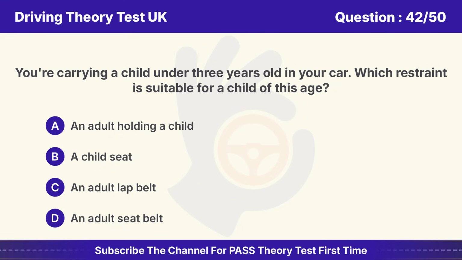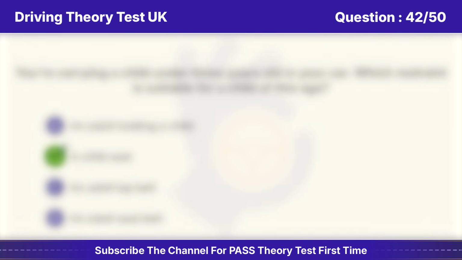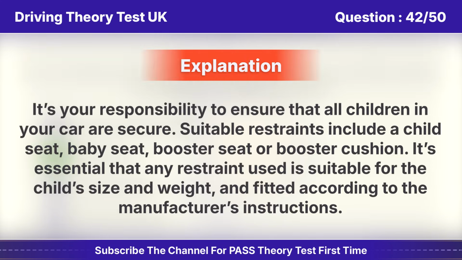Question 42. You're carrying a child under 3 years old in your car. Which restraint is suitable for a child of this age? Answer is B. A child seat. It's your responsibility to ensure that all children in your car are secure. Suitable restraints include a child seat, baby seat, booster seat, or booster cushion. It's essential that any restraint used is suitable for the child's size and weight, and fitted according to the manufacturer's instructions.